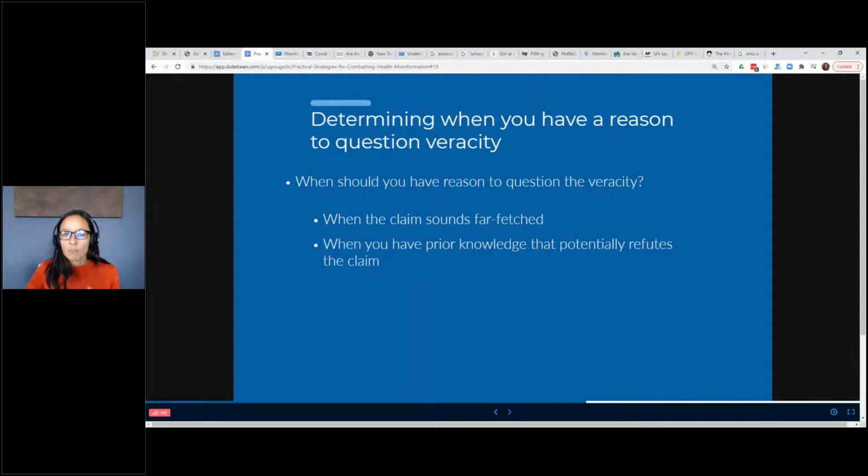As an educator, you're going to have more prior knowledge that potentially refutes the claims you come across than your students will. For students, that might look like, "I haven't heard this before," or "I've heard the opposite." That is prior knowledge that can refute the claim, and it's a trigger for questioning the veracity and going and looking stuff up.